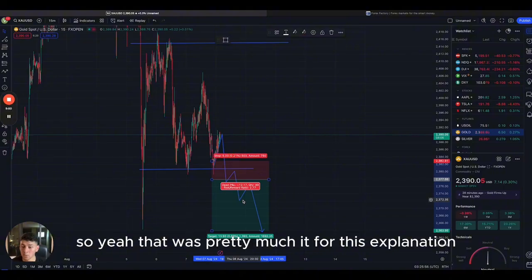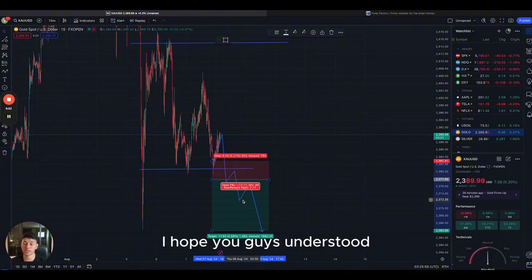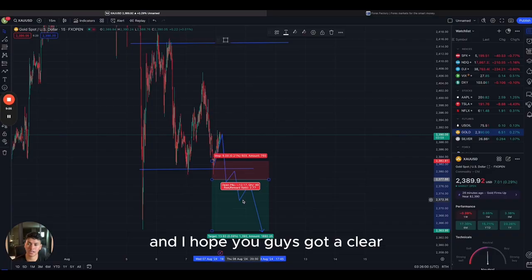Okay, so that was pretty much it for this explanation. I hope you guys understood, and I hope you got a clearer explanation of what to do whenever it comes to placing a trade.